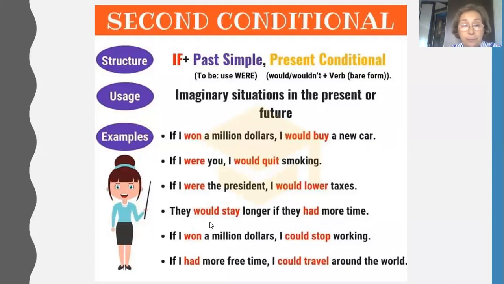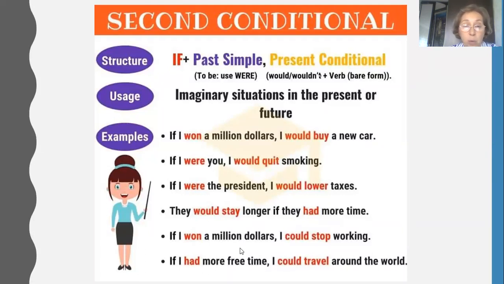Then they would stay longer if they had more time. But in real life, they don't have time. That is why they won't stay. And you see that if we start the sentence with the if clause, we add a comma. But if we start the sentence with the main clause, there is no comma before.